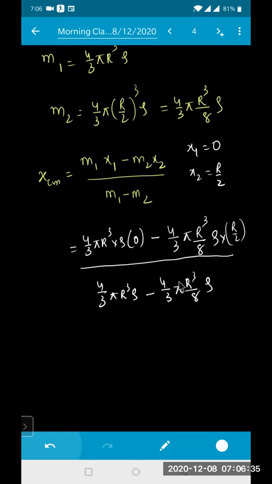So anything getting cancelled? You see in this one, 4/3 pi, 4/3 pi, 4/3 pi. R cube also is getting cancelled. So this one is r cube, and that whole r cube by 8 will get cancelled. Okay, isn't it? So this will become how much for me right now? Sir, can we cancel rho? Yes, rho also will get cancelled.